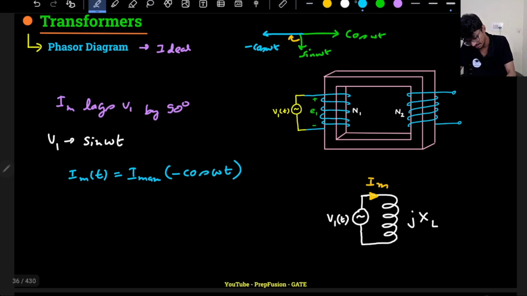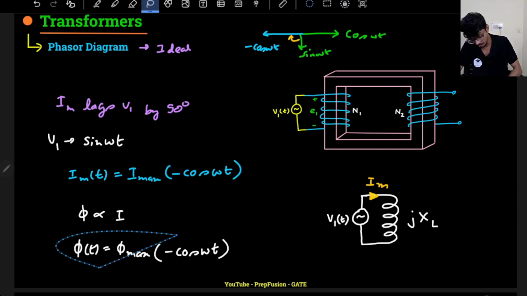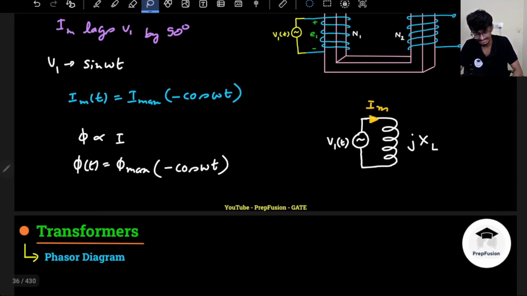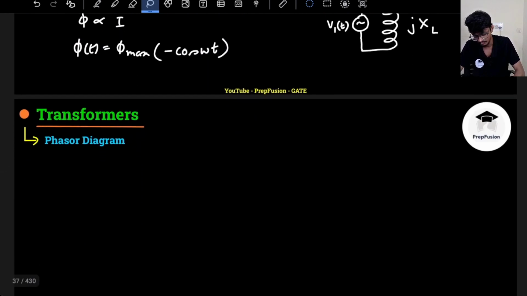So I know that my flux will be proportional to the current only, because flux is mmf upon reluctance. So flux will be proportional to the current only. This will be my phi of t, some phi max into minus of cos omega t. So from here I can directly find out the induced EMF, because I want to establish a relationship between the induced EMF and the flux and all those things.